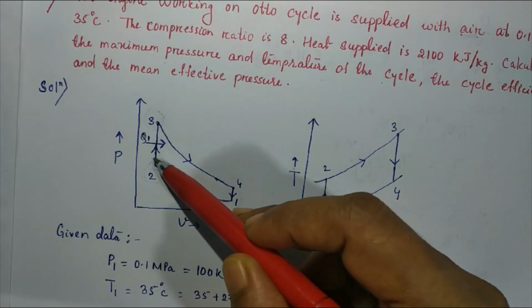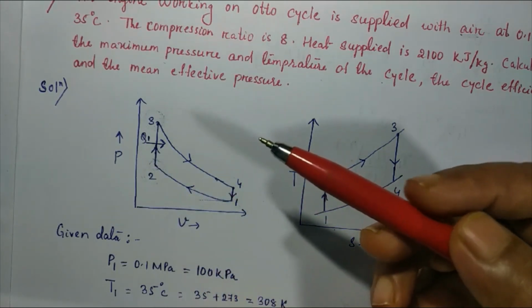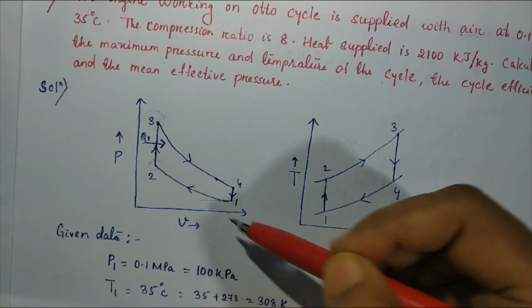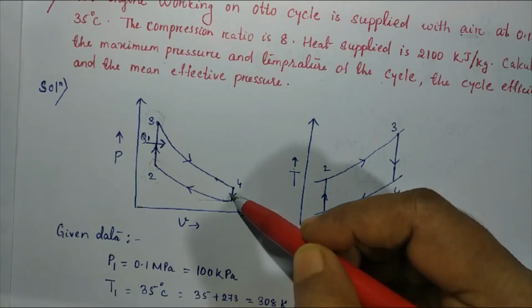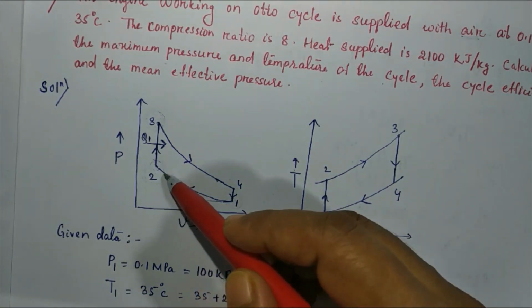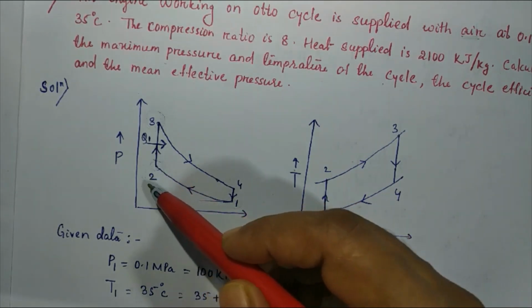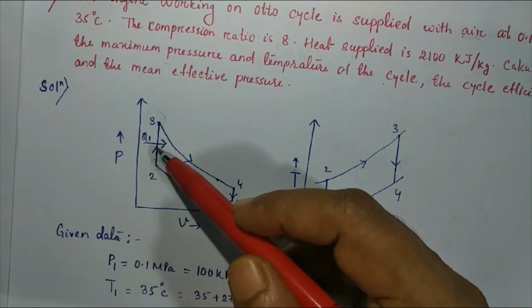So the properties of state 2, is it given in the question? No, it is not given. But the properties of state 1 is given in the question. So if the properties of state 1 is given, we can easily calculate the properties of state 2, right? Then if we get the properties of state 2, we can easily calculate the properties of state 3.